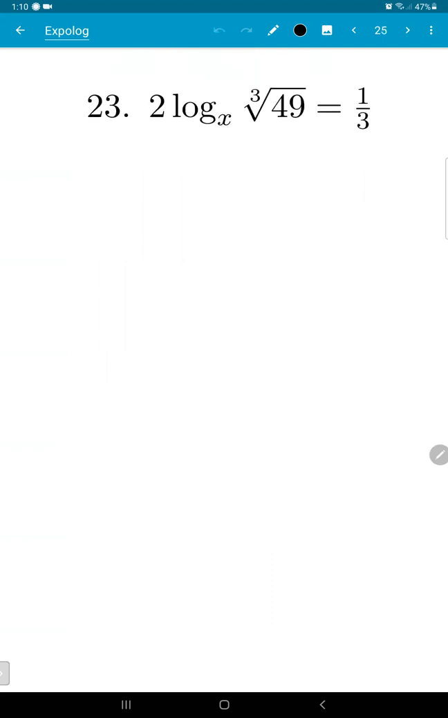Okay, so next, try this one out. It requires the use of one of the properties, or this can be manipulated, so you won't have to use that. Okay, I'll give you some time.